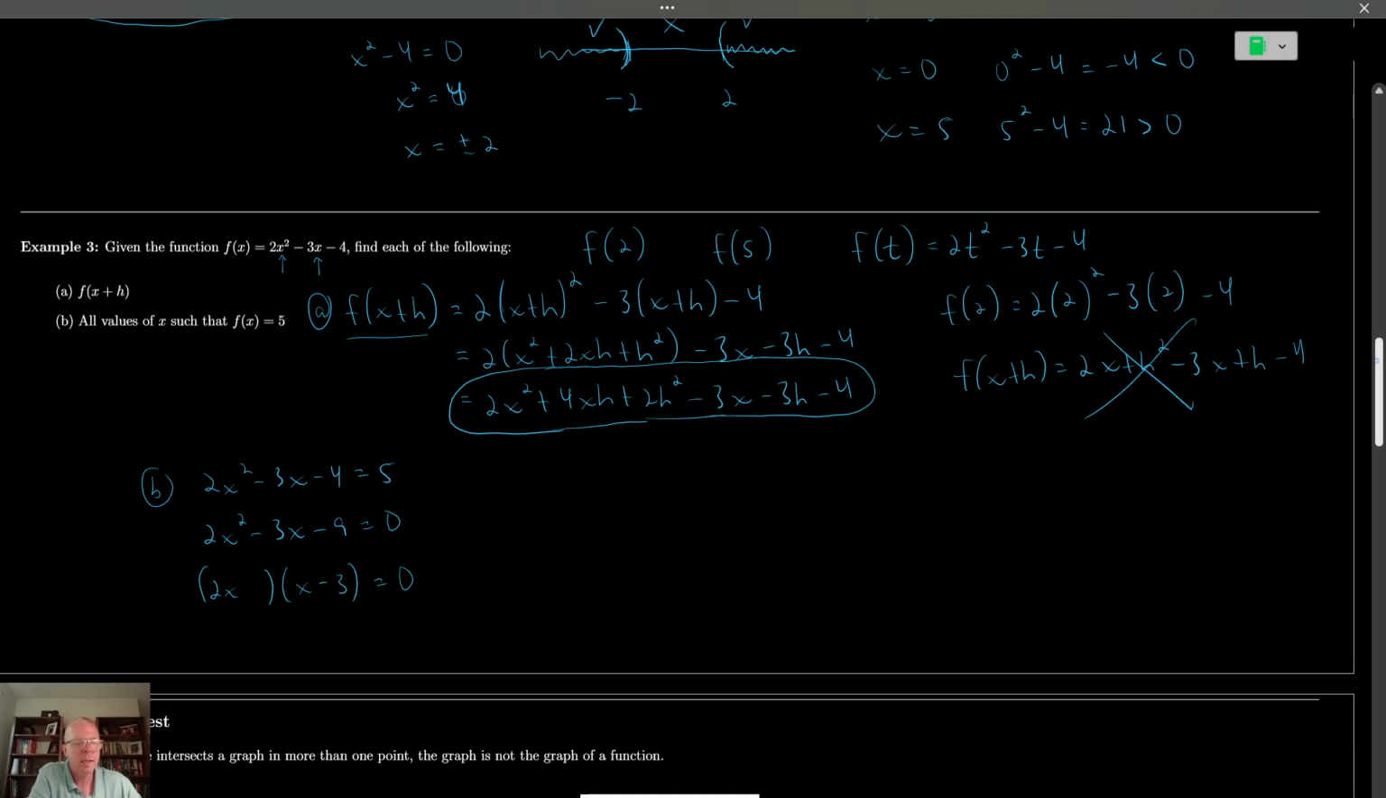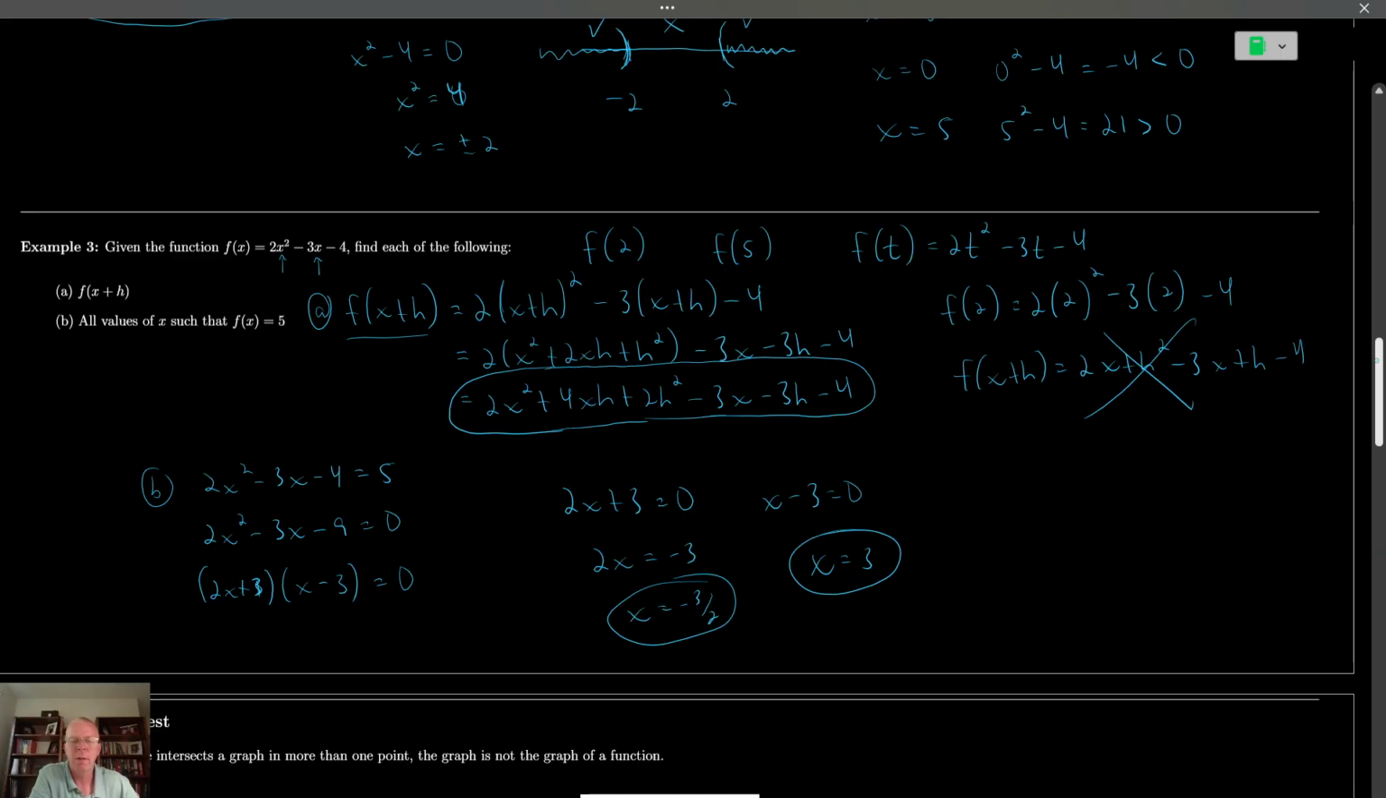If I remember right, I believe it is 3. I believe that works. So 2x squared, we got negative 6x plus 3x. That gives us a negative 3x and then a minus 9. So that works. All right, so now we have 2x plus 3 equals 0, and x minus 3 equals 0. So set both of these equal to 0. And so 2x is negative 3, x is negative 3 halves, and x equals 3. So these are the two values of x that f of x equals 5.